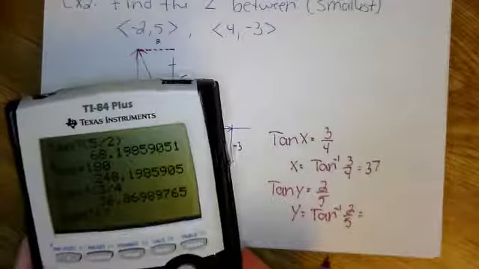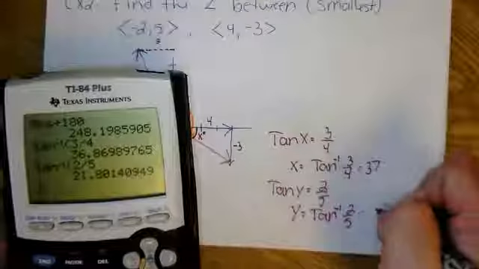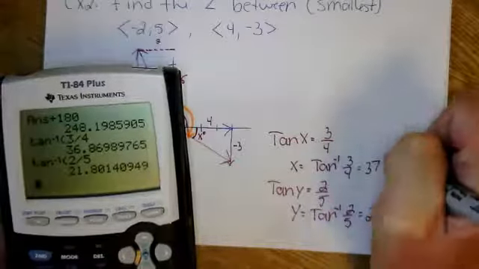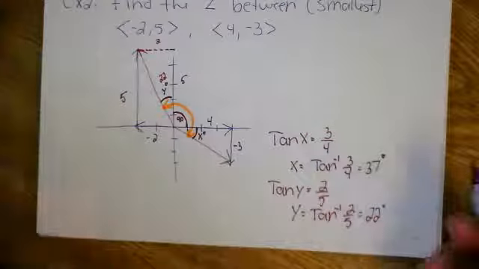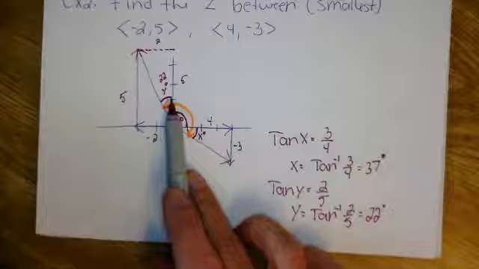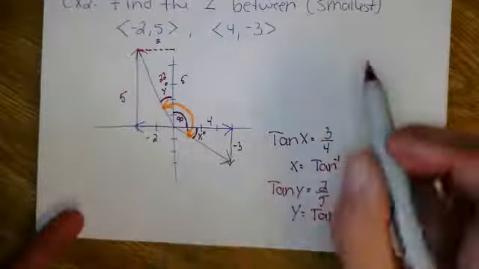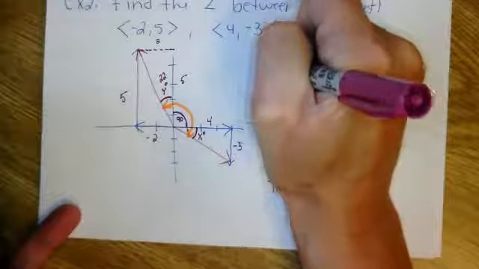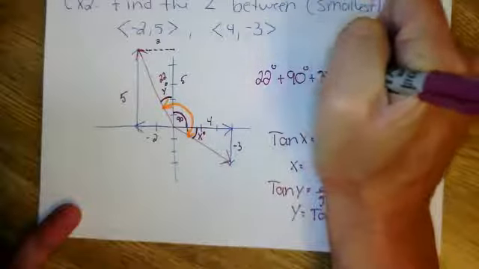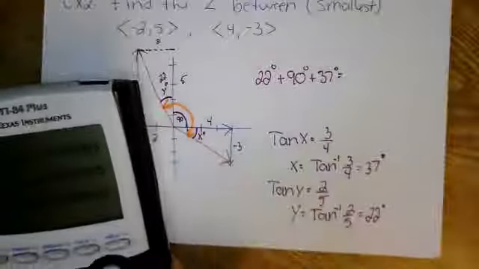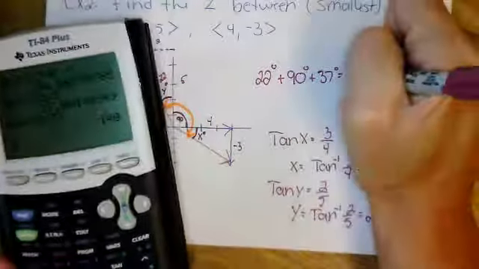Inverse tan, 2 divided by 5. I'm getting about 22 degrees. And now to answer the question, the angle between, that's going to be 22 plus a 90 through the first quadrant plus the 37. So 22 plus the 90 plus the 37. 149 degrees.